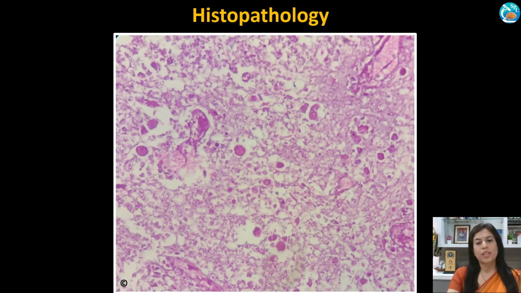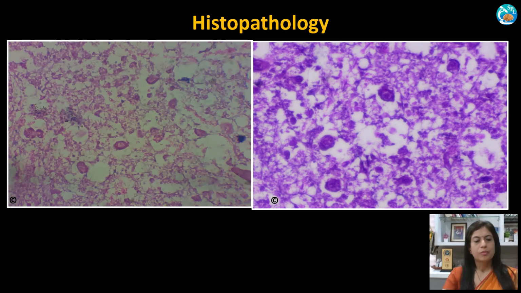And histopathology revealed a necrotic lesion showing presence of cysts and trophozoites which were surrounding the blood vessels. So these are the cysts and the trophozoites you can appreciate here. These structures here.